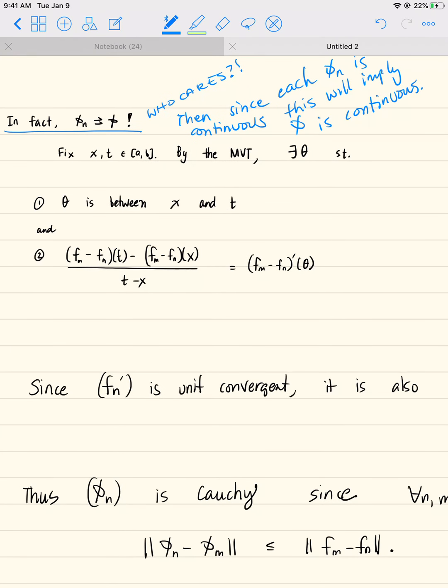So now we just need to show that the phi sub n's converge uniformly to phi. First thing we're going to do is fix x and t. By the mean value theorem, we'll be able to show that there's a theta between x and t such that this part right here is true. Now, we are applying the mean value theorem to fm minus fn. So this is a brand new function. It's differentiable in the interior, and it is continuous on the entire domain, a to b. Okay.